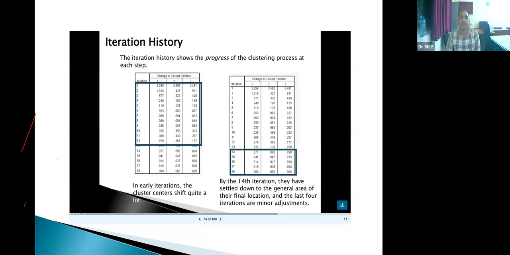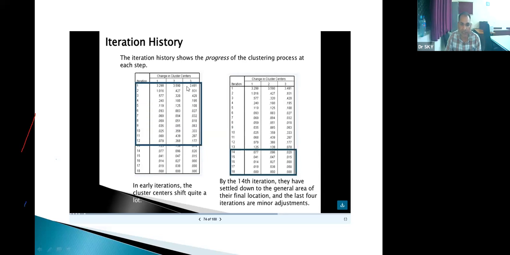Now the iteration deals with misclassification. The iteration history shows the progress of the clustering process at each step. So this way we can get an idea of how values move from one cluster to another. In the early iterations, the cluster centers shifted quite a lot, from one point to another. You can see this for the clusters across all characteristics.